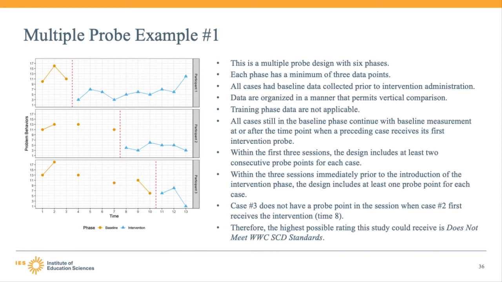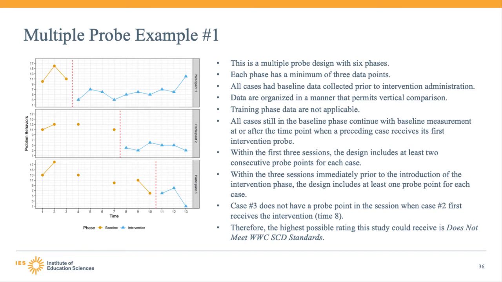Second, there is vertical overlap for at least one probe point immediately prior to the introduction of the independent variable. Namely, Case 1 has a probe point at times 1, 2, and 3, which immediately precedes the introduction of an intervention probe at time 4. Case 2 has one probe point at time 7, immediately preceding the first intervention probe point at time 8. And Case 3 has 2 probe points at times 9 and 10, immediately preceding the first intervention probe point at time 11. Thus, all 3 cases have at least one probe point immediately preceding the first intervention probe point.